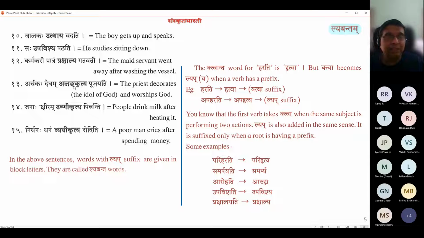Somehow they have not gotten into the standard upasarga list. They are there additionally. Whereas pra, upa, ut are all standard upasargas. But they also act like upasargas as far as the switching of tvanta to lyabanta takes place. So, alam means enough.